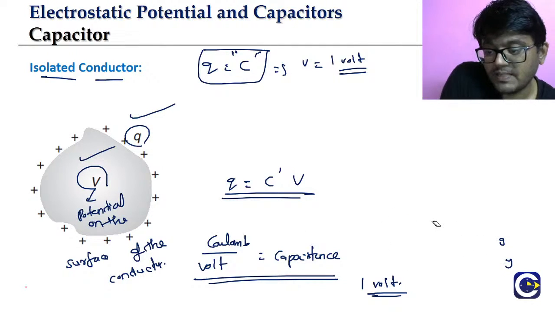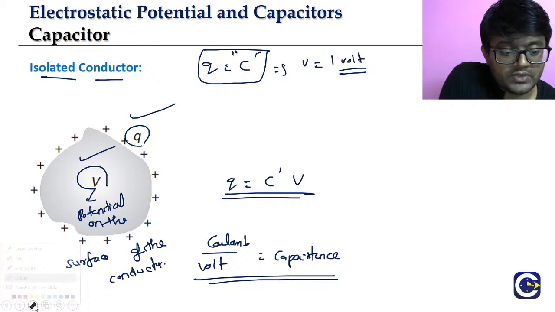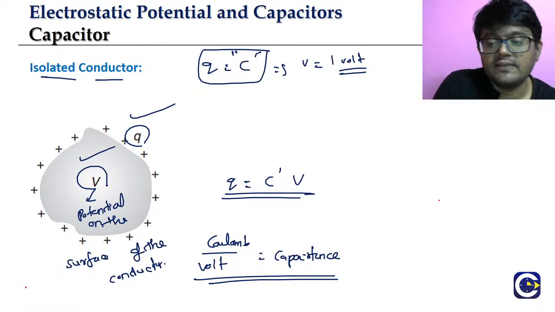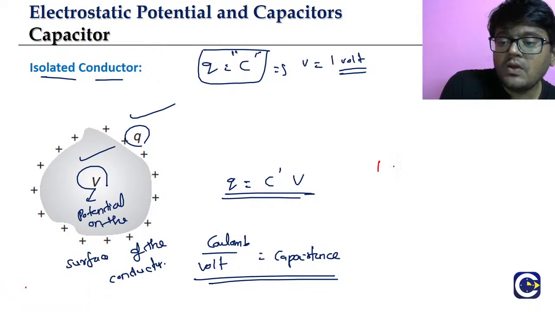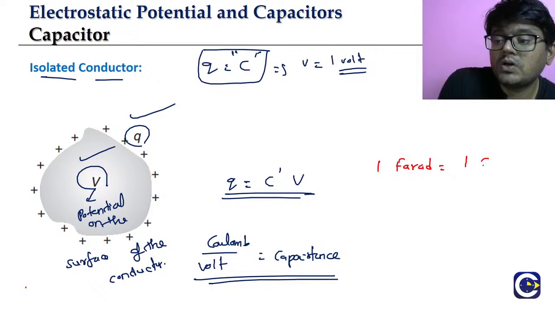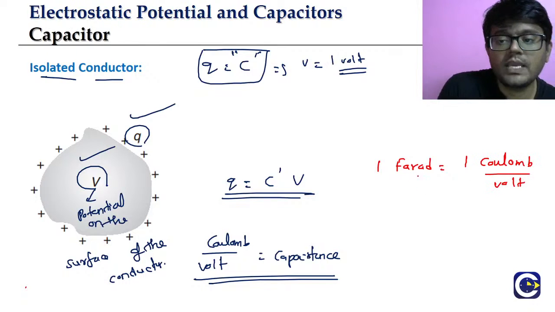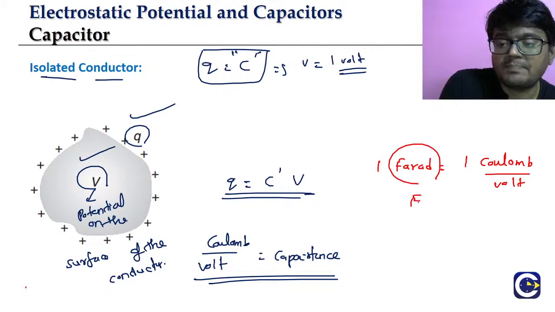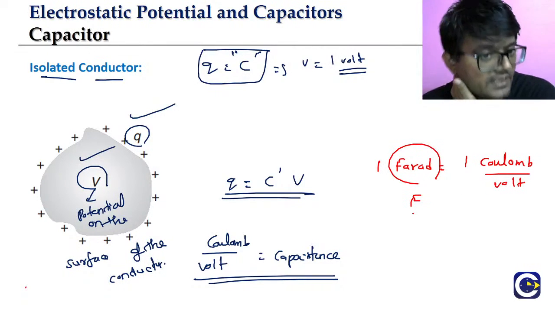So the honorary name for the SI unit of capacitance is farad. So look, 1 farad, right? What is 1 farad? 1 farad will be equal to what? 1 coulomb per volt. Okay, so what is the symbol of farad? Capital F. What is the symbol for the farad?